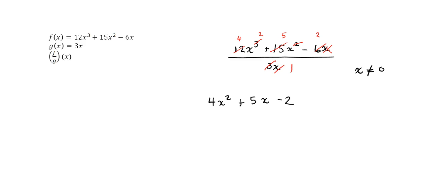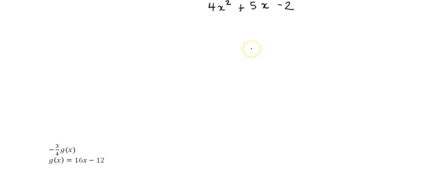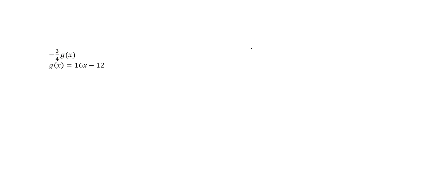All right, let's see where we're at. Let's see if we can get one more done. In this case, I'm multiplying through by a constant. I'm multiplying by a negative 3/4, right? So I have a negative 3 times a 1/4, and I'm going to have my 16x minus 12.